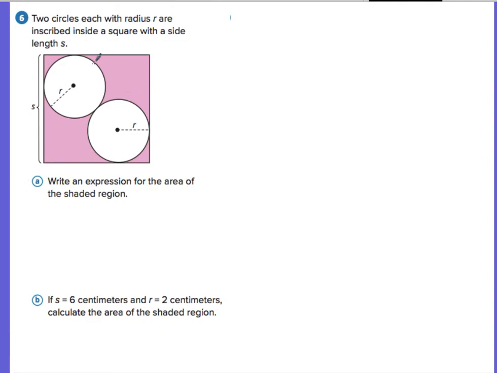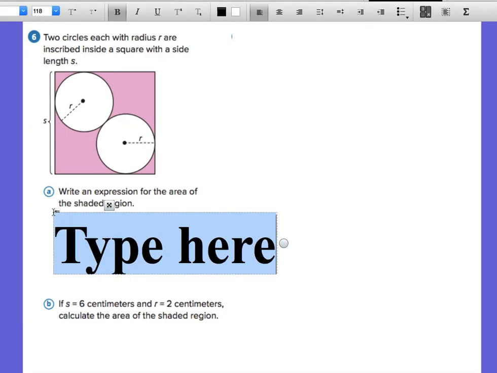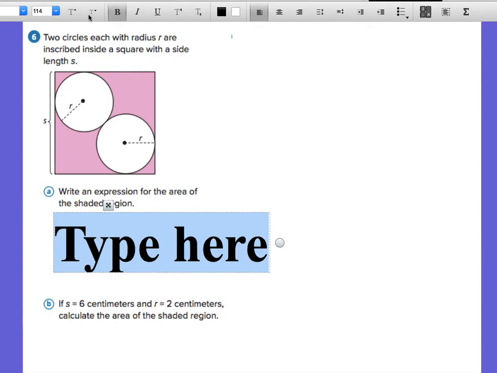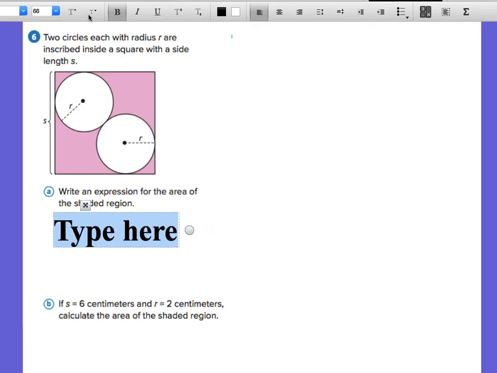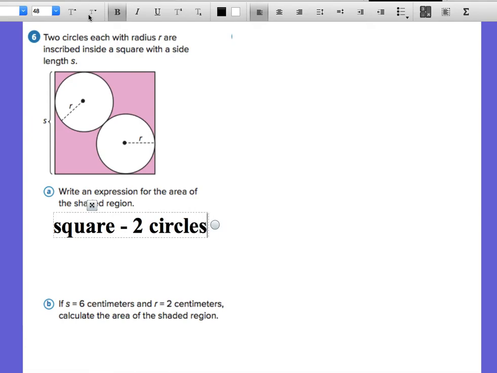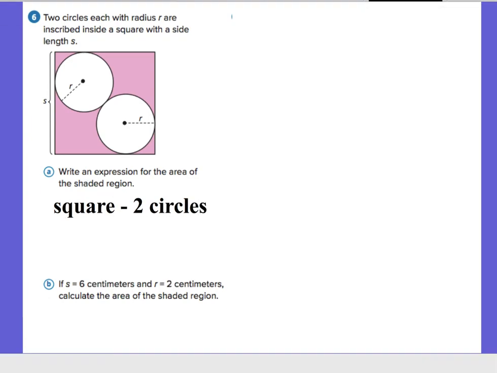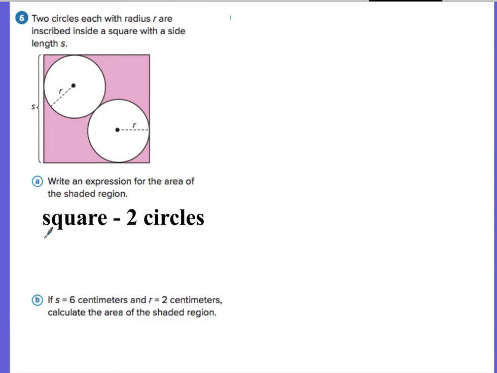All right, number 6 has our shaded area problem. It says, write an expression for the area of the shaded region. So looking at this, the pink region, the shaded region here, we want to know what our strategy is first, and then we can do the expression, right? My strategy is going to be square minus 2 circles. The expression that we're going to write then is length times width, and then we're going to subtract pi times radius times radius.